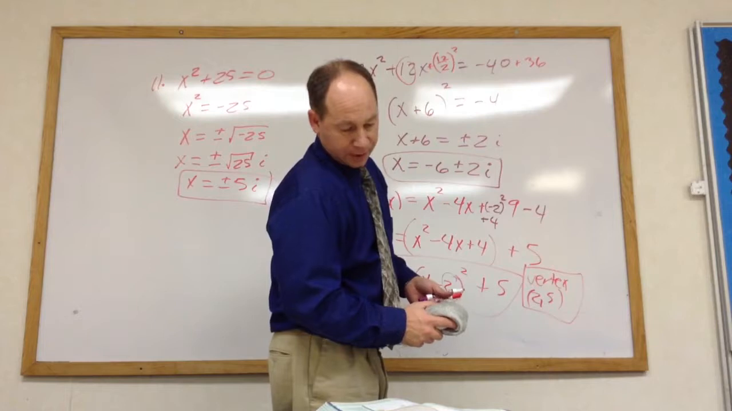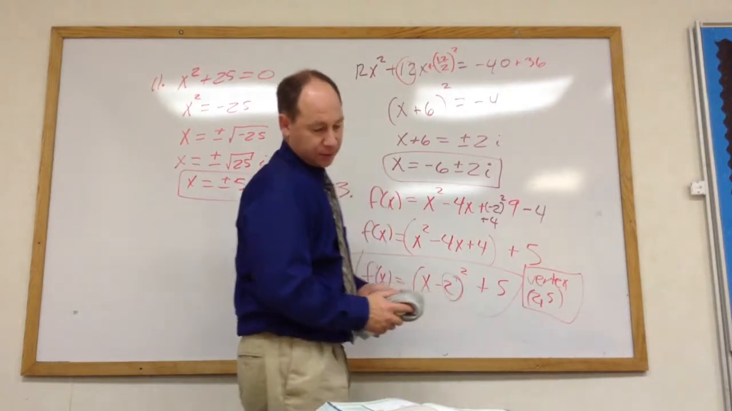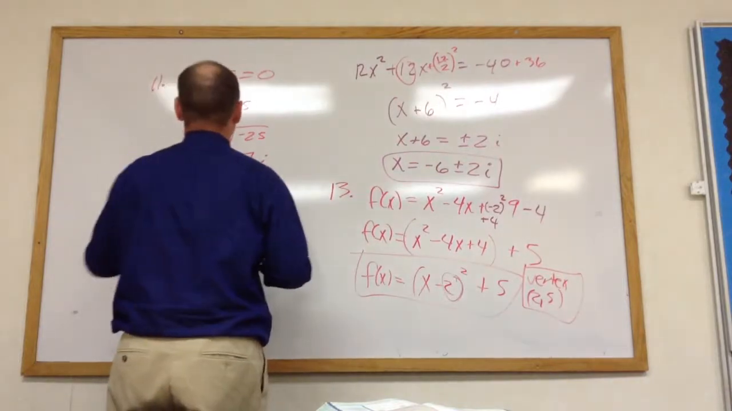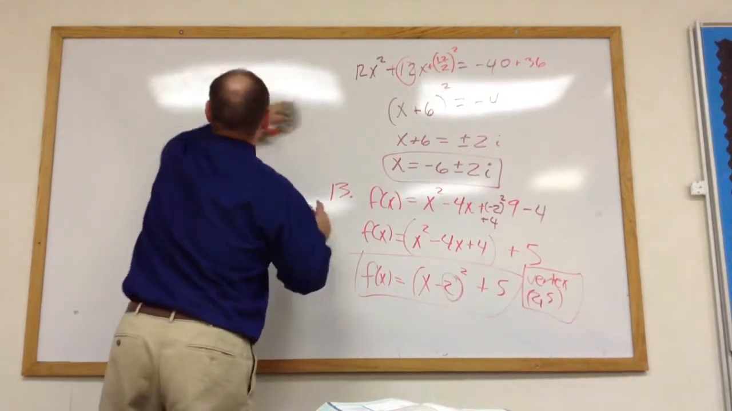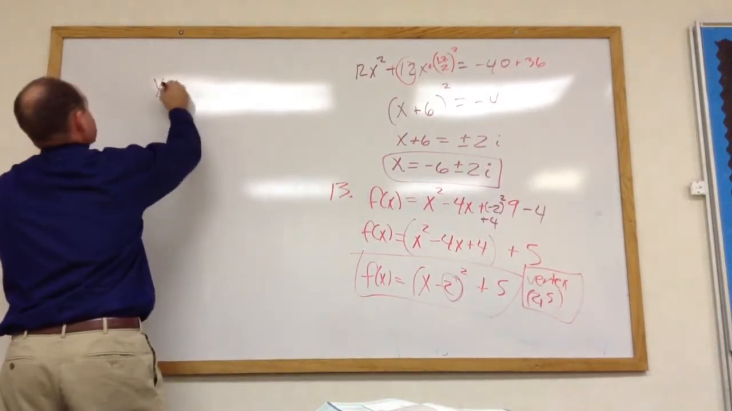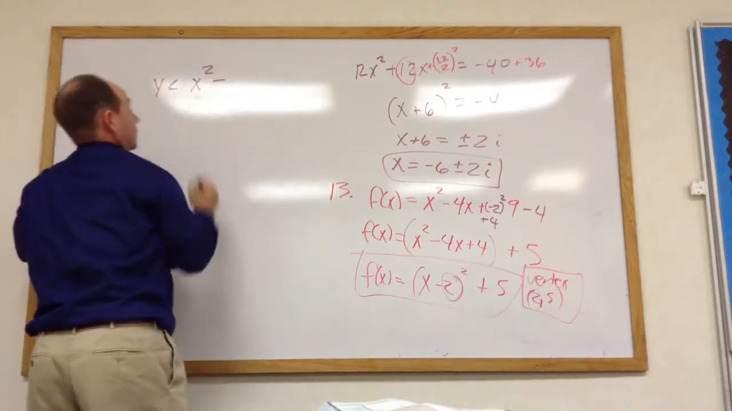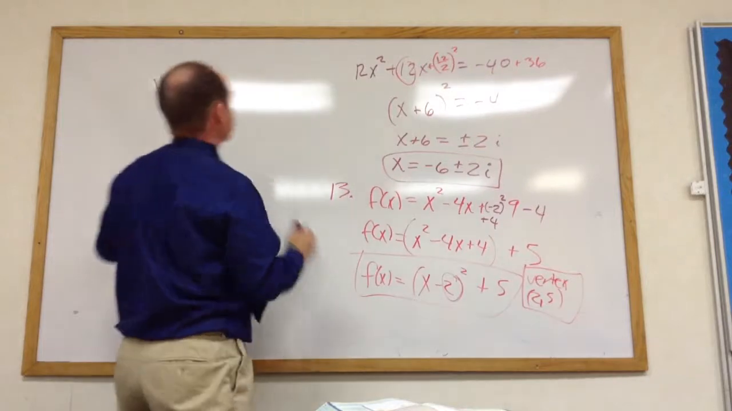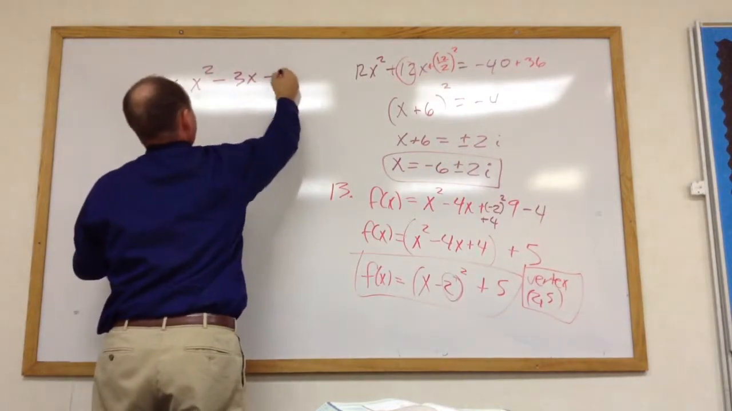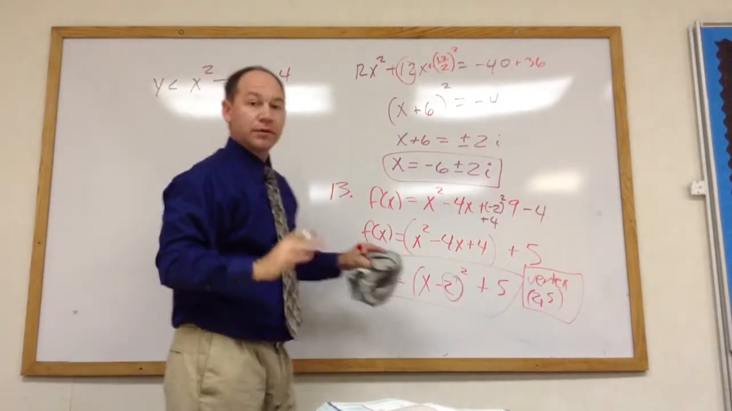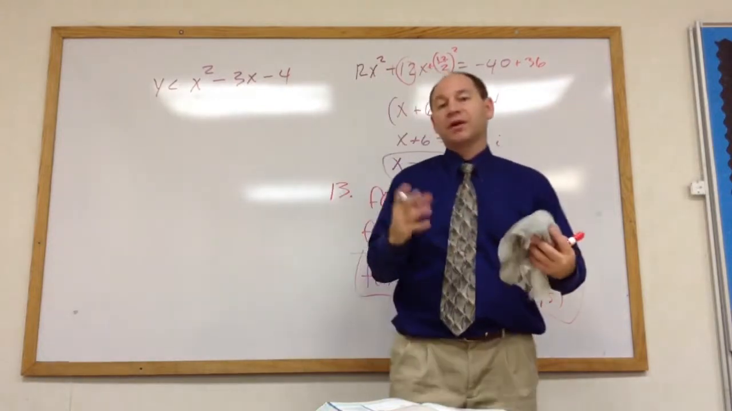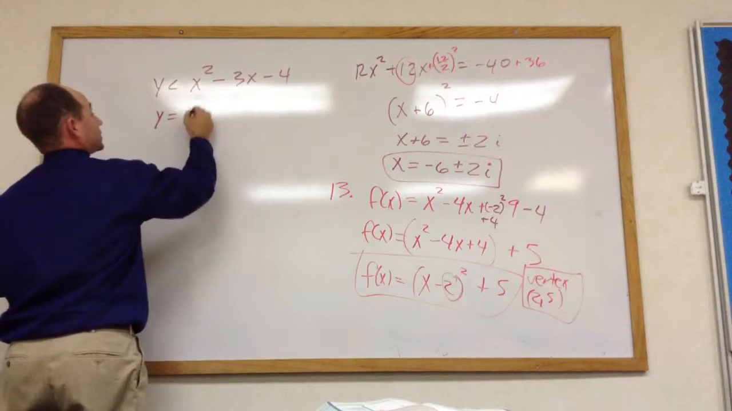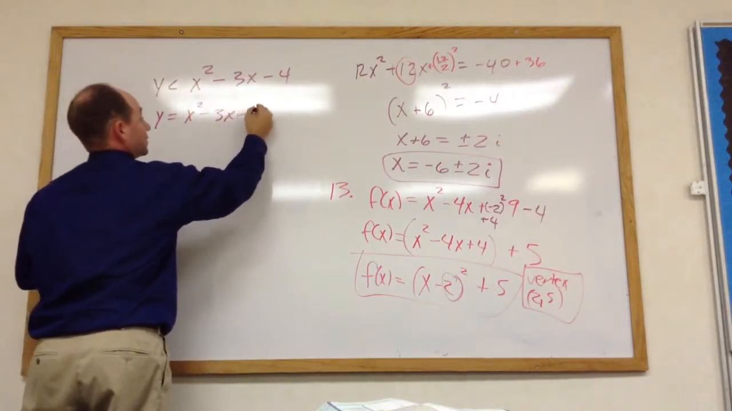All right, number 18. Graph the inequality. Y is less than x squared minus, what is it, 4x? 3x minus 4. Okay, well, to graph this inequality, we want to graph the equality. We want to think of this as y equals x squared minus 3x minus 4.